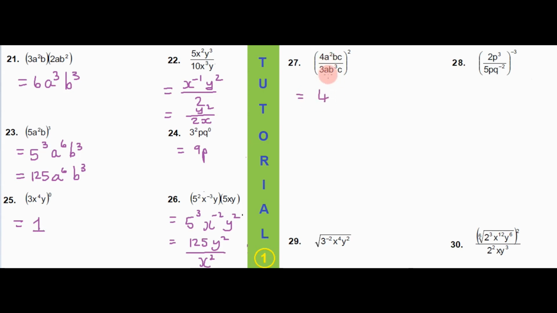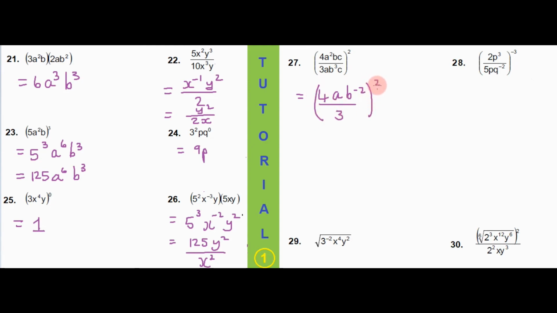Here we can first simplify inside the brackets. So a squared divided by a, we subtract the powers. 2 minus 1 is 1. So it's a to the 1, or just a. Here it's b divided by b cubed, subtracting the powers. So it's b to the 1 minus 3, which is b to the negative 2. And the c's cancel.